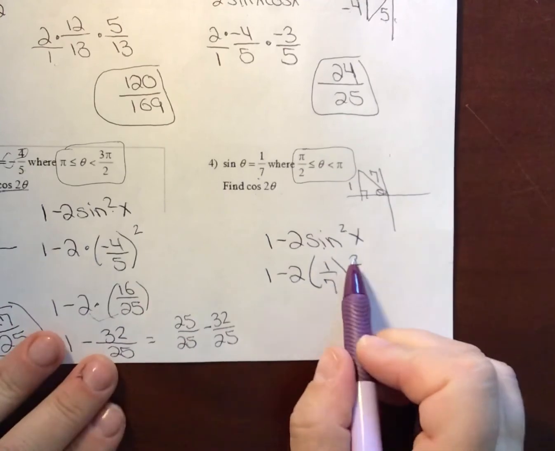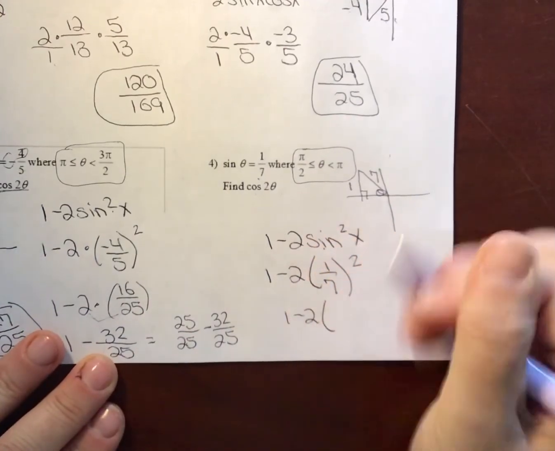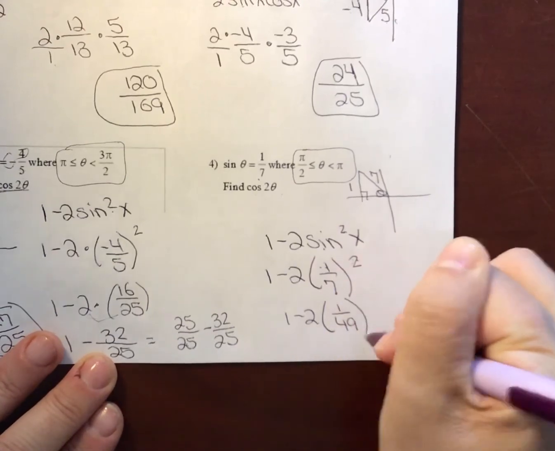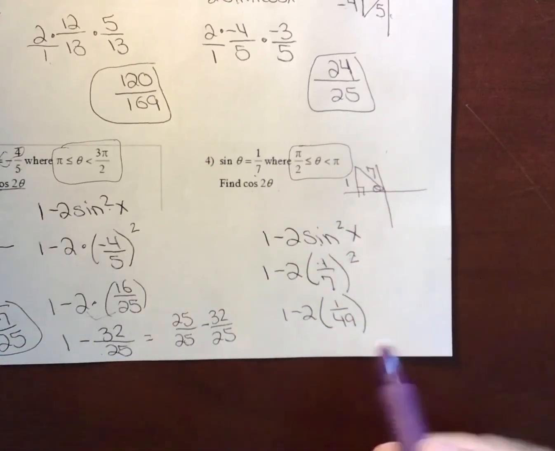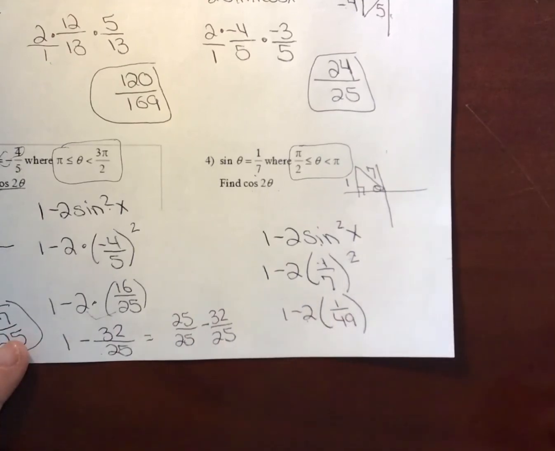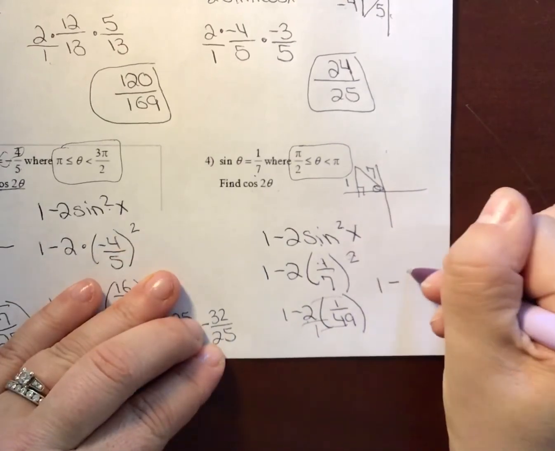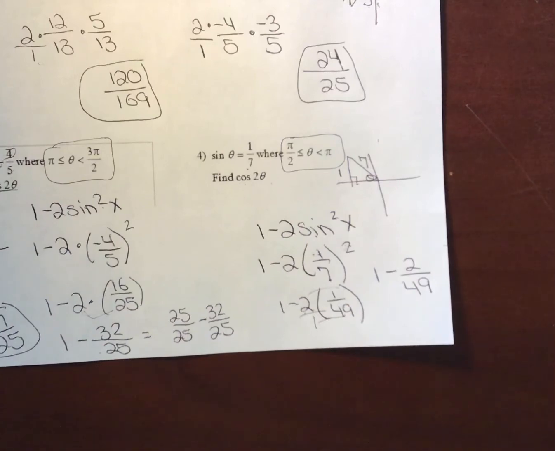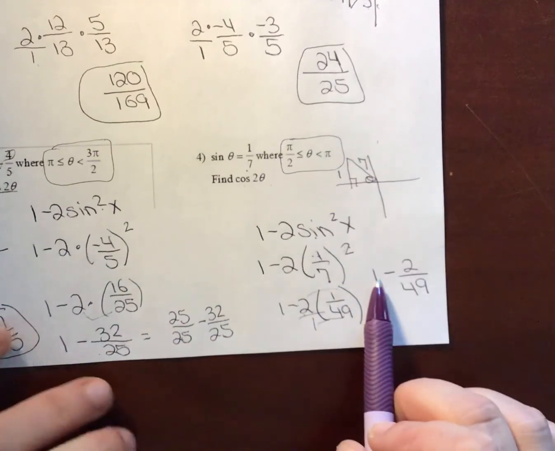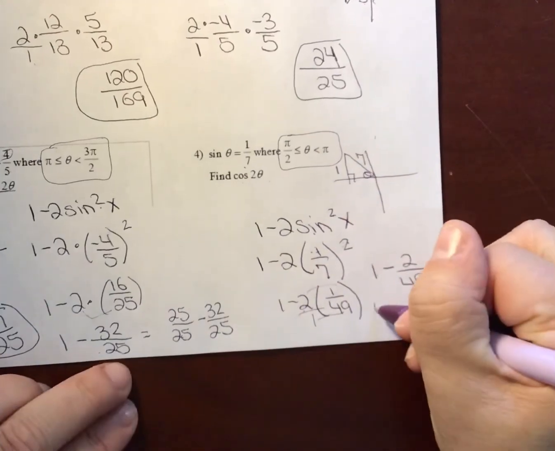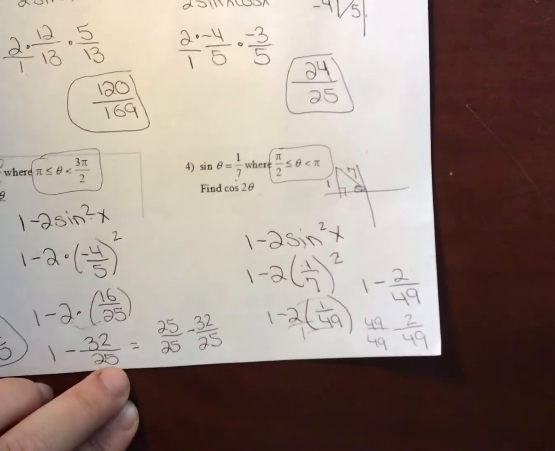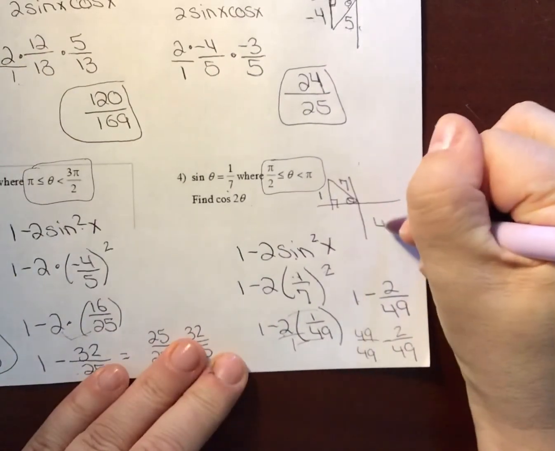Square it first. So 1 minus 2 times, this would be 1 squared is 1, 7 squared is 49. So now we do this order of operation, 2 times 1 over 49. So this would go to 1 minus 2 over 49. And at this point, you can either use your calculators or you can change 1 to a fraction with a common denominator. So it would be 49 over 49 minus 2 over 49. Final answer, 47 over 49.